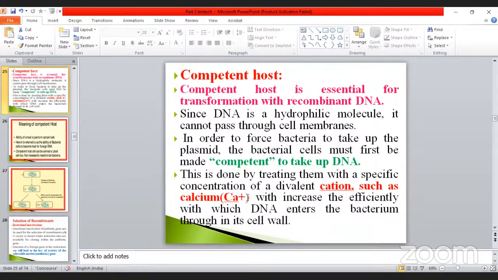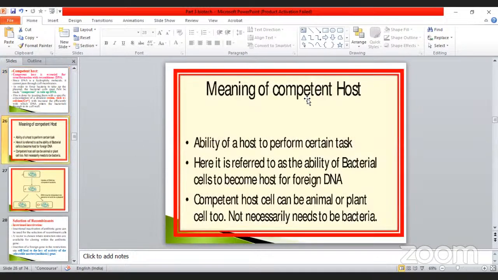Which element is used for competence, for the DNA entering process? This is very, very important, my dear students. The meaning of competence is the ability of the cell to perform a certain task. Here it refers to the ability of a bacterial cell to become a host for foreign DNA.